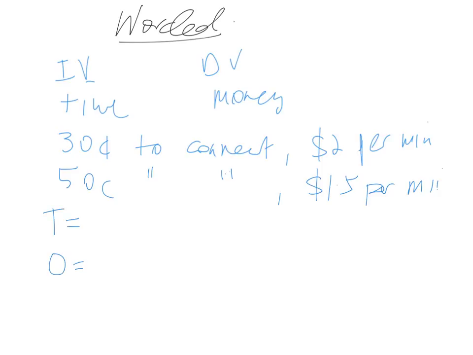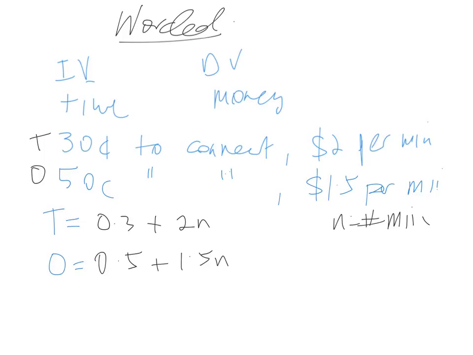And then you get the person doing the test to write down what the rule would be. So this is Telstra, that's what Telstra charges, and this is what Optus charges. It'd be 0.3 plus 2n, where n is the number of minutes, or it could be t or whatever. And for Optus you'd say 0.5 plus 1.5n. So that's why you do that.